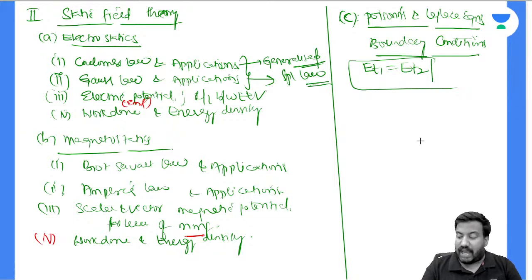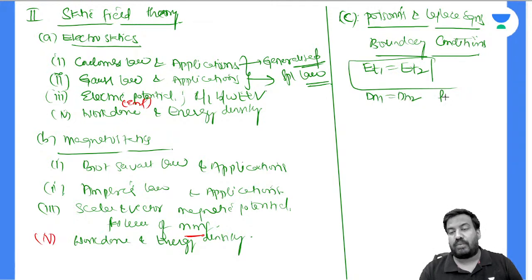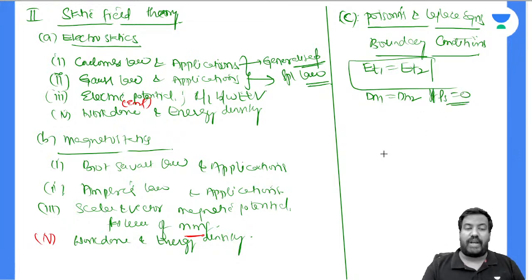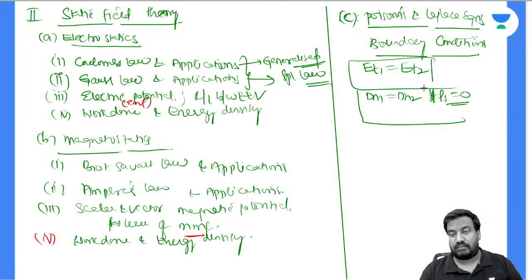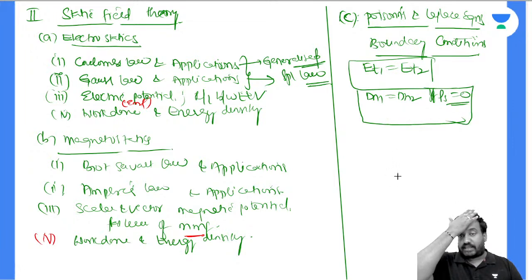If the boundary conditions are dielectric boundary conditions, the first condition is that the tangential component of electric field is continuous across the boundary of discontinuity. Next is Dn1 is equal to Dn2, if and only if rho s is 0. The normal component of electric flux density is continuous across the boundary of discontinuity if and only if rho s is 0, where rho s is the charge that is deliberately placed on the boundary. It is conditionally continuous.